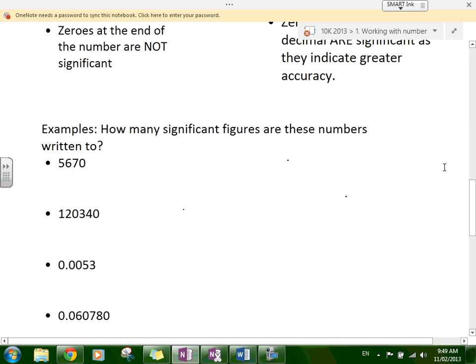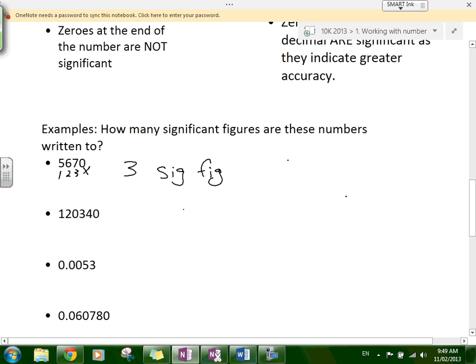Alright, so 5670. We start at the left, remember, find the first one. What's the first significant figure here? 5. So 5 is significant figure 1. Alright? And then the second one is 6. Third one is 7. And is the 0 significant in this case? No, because it's the 0 at the end. So that's not significant. So how many significant figures is this number written to, Chelsea? 3. Yeah, that's it. 3 significant figures.